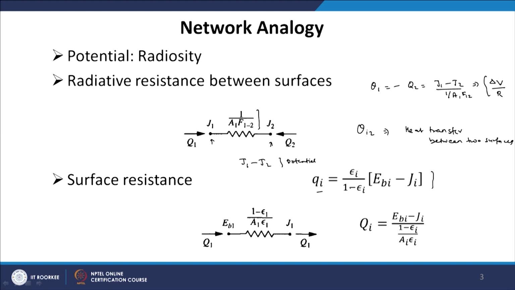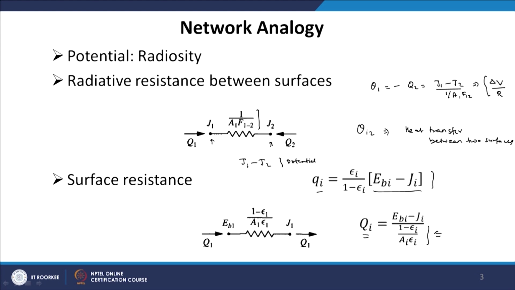So, Qi is equal to epsilon I upon 1 minus epsilon I, where epsilon I is the emittance of the surface, times the difference between the emissive power of the body and the radiosity of the body. This equation can be simplified by writing the total energy transfer Qi, which is the same as in the previous case. The energy transferred is the same. So, Qi is equal to Ebi minus Ji upon (1 minus epsilon I) over (Ai epsilon I).